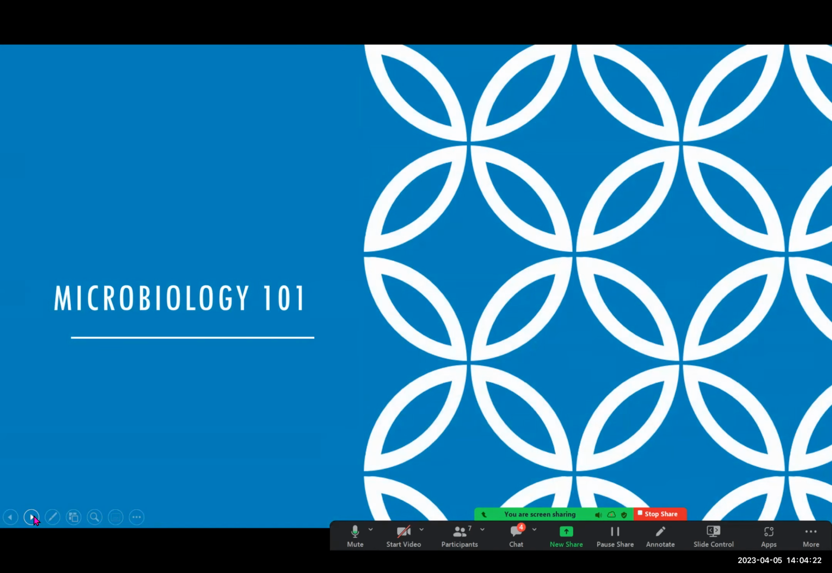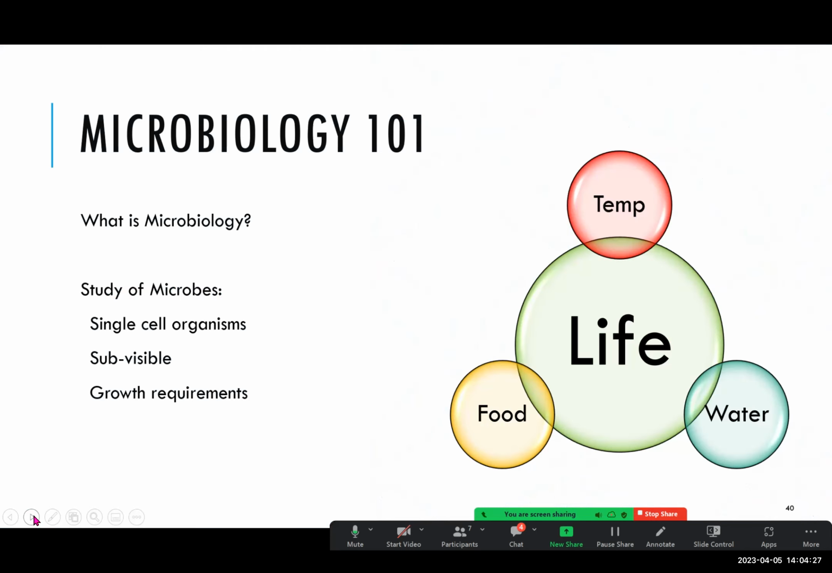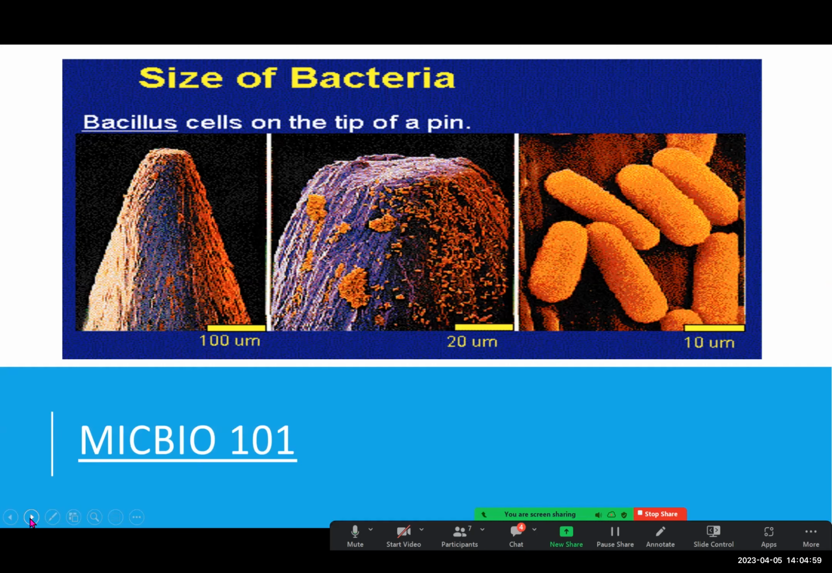All right, microbiology 101. We'll cover micro in depth. This is just an overview to lead us into the next section. So microbiology is the study of single cell organisms. They're subvisible. We cannot see them with the naked eye. And they have growth requirements: food, water, temperature. Some microorganisms can live without water. Some can live in extreme heat, extreme cold, but they do have to have whatever their requirements are for life, for them to be viable and continue to grow.